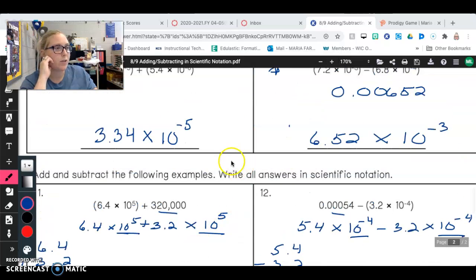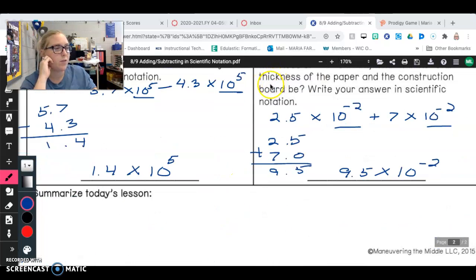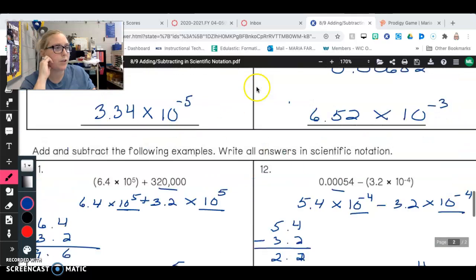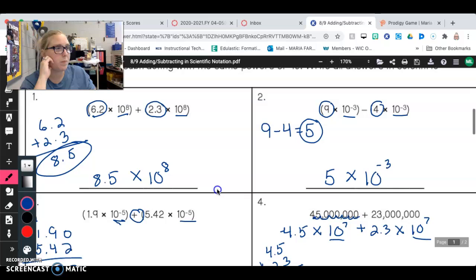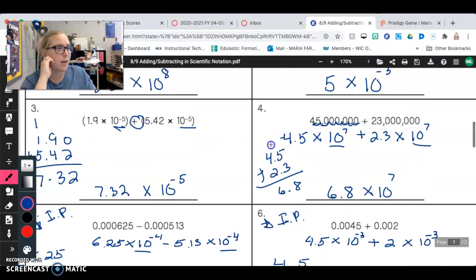I need to backtrack just a little bit. Let me show that for another second. I feel like there was one more problem that needed to be done independently, and that was number 4. I think I had one class that had to do that independently. If your class had to do number 4 independently, you had to show your work, put those in scientific notation, and then show that you added those first numbers together. It was 6.8 times 10 to the 7th power.